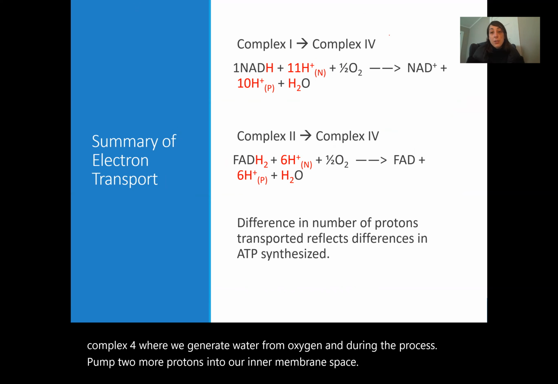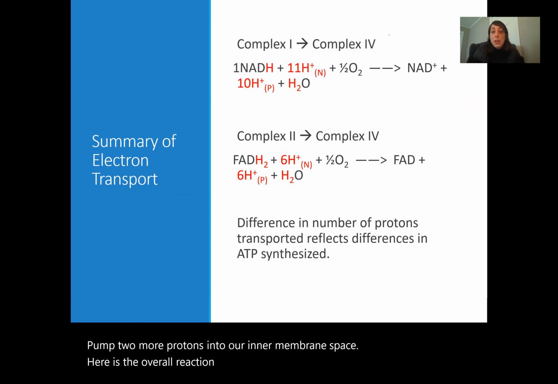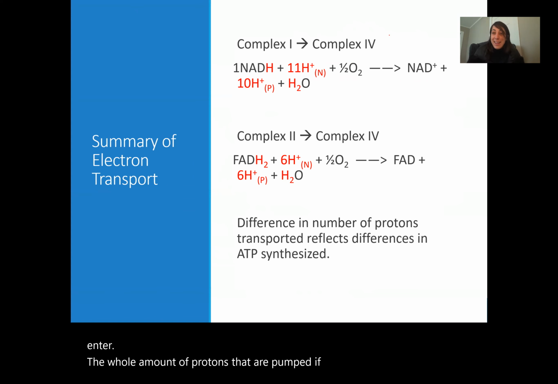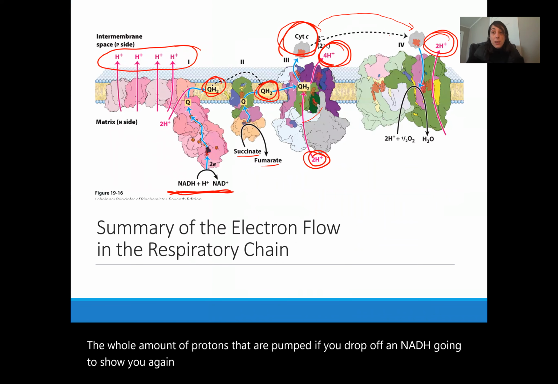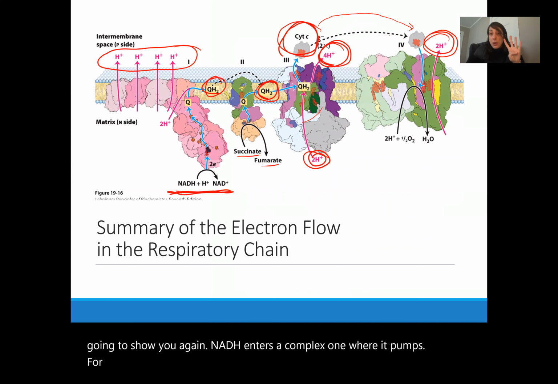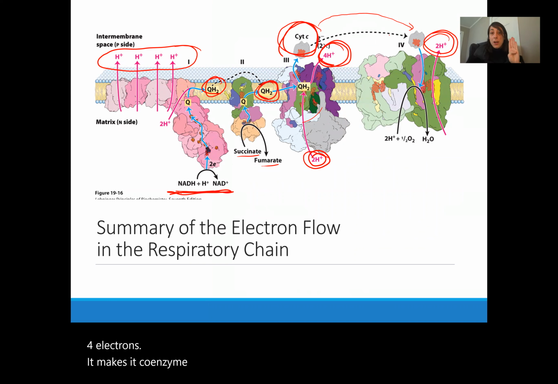Here's the overall reaction of what occurs for each electron carrier that could enter, and the whole amount of protons that are pumped. If you drop off an NADH, I'm going to show you again, NADH enters at complex 1, where it pumps 4 protons. It makes a coenzyme Q, which enters complex 3, where it pumps another 4 protons, that's 8.